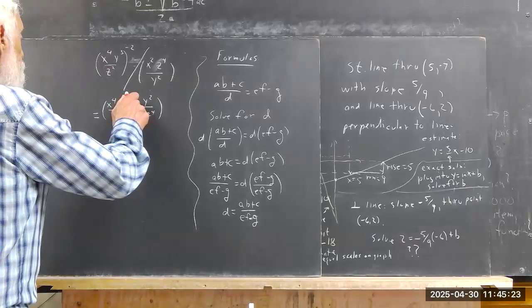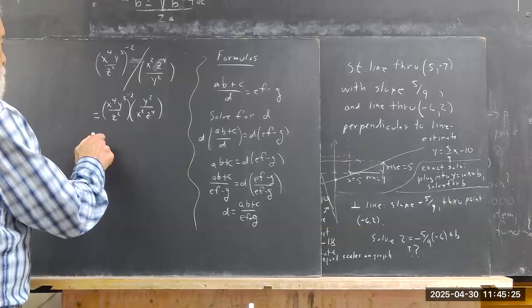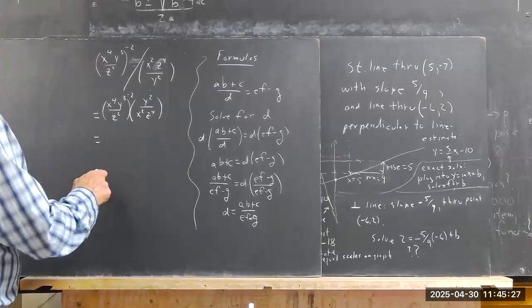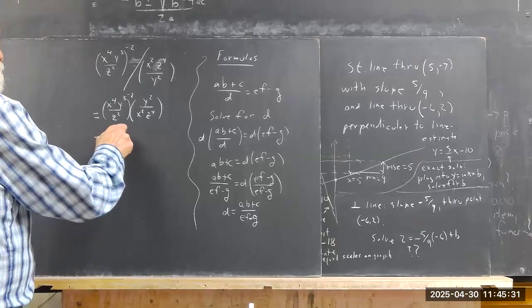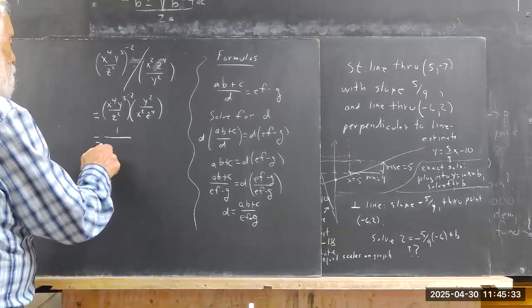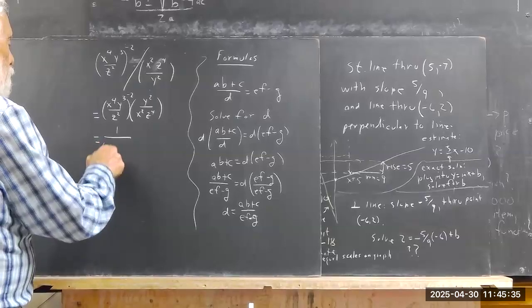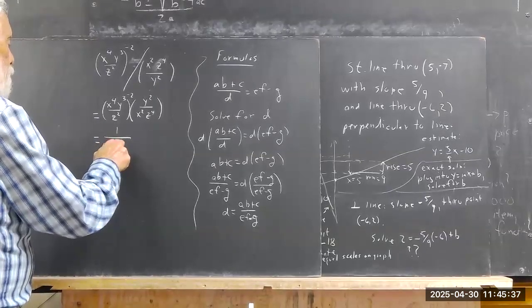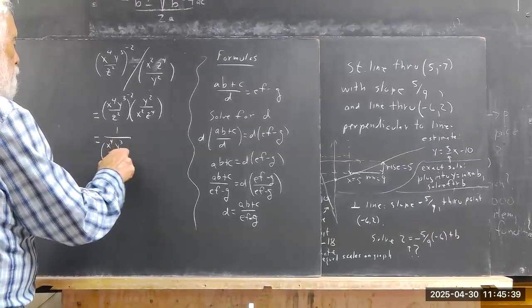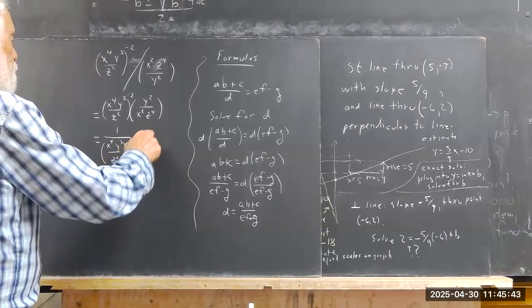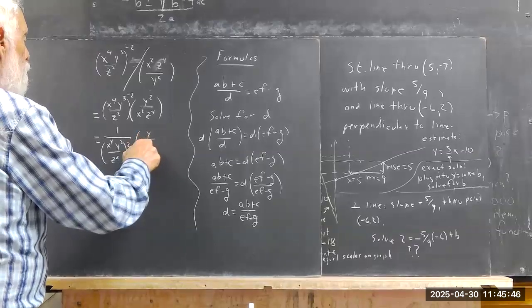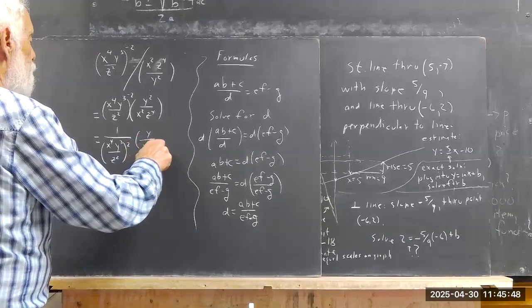Okay, so you got to know division by a fractional expression is multiplication by the reciprocal. Now I forgot my -2 exponent. Okay, -2 exponent means you've got 1 over x to the fourth, 1 over z squared, times y over x squared z to the fourth.